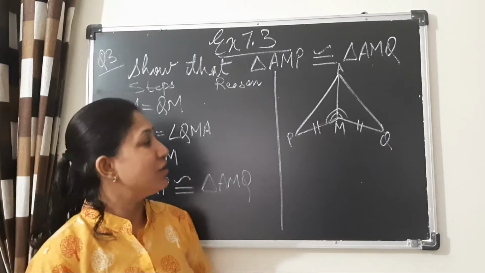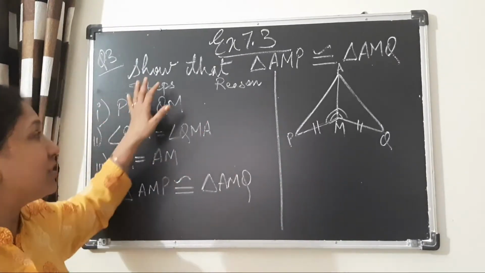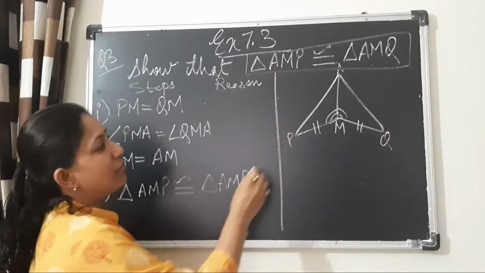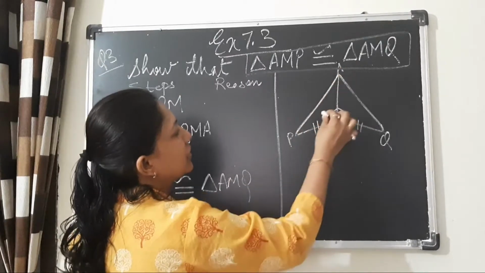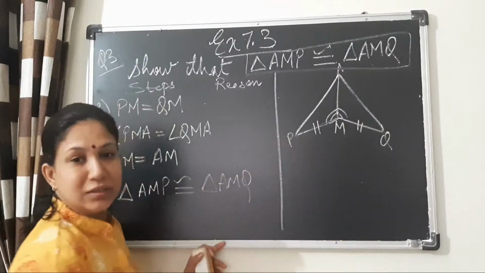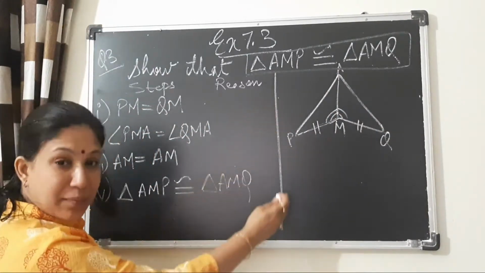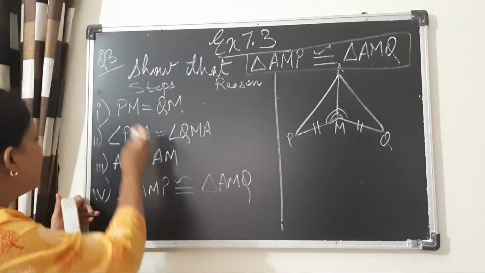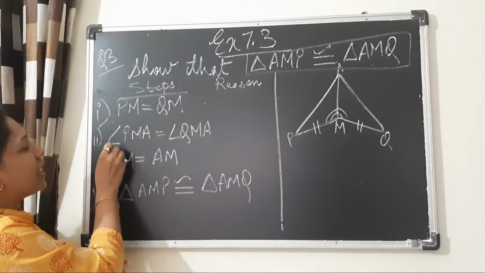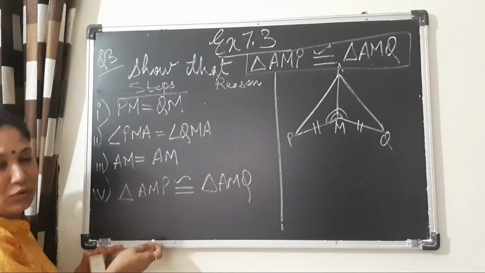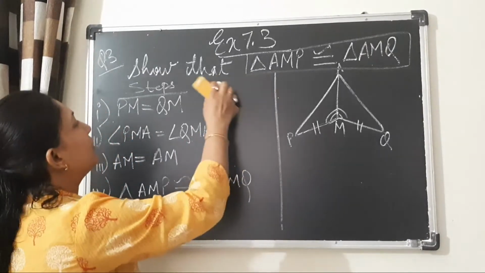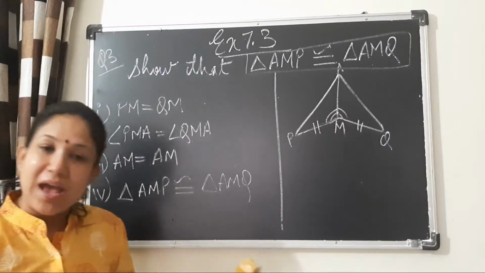Here, children, in the question a figure is given and it is asked that you have to prove that triangle AMP is congruent to the other triangle, AMQ. Also a table is given with this information. Four steps are given: PM is equal to QM, then angle PMA is equal to QMA, and so on. You also have to state the reason, but we will do it step by step as we go.